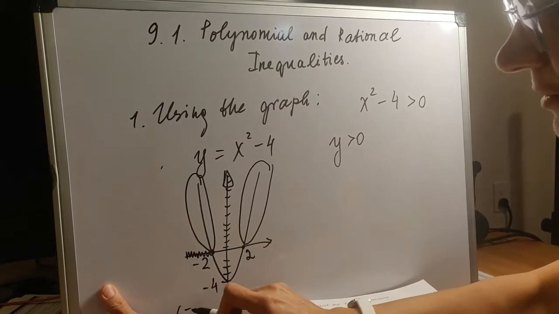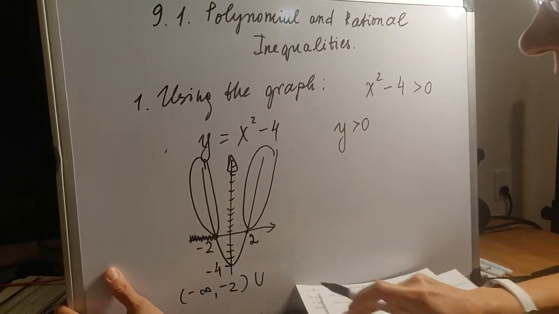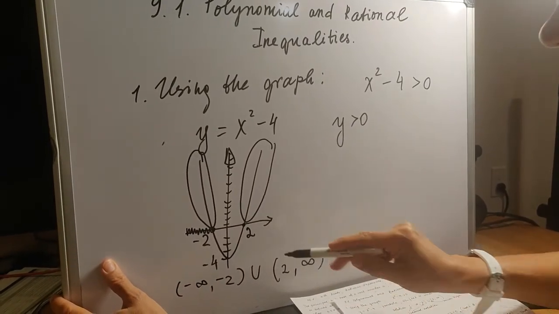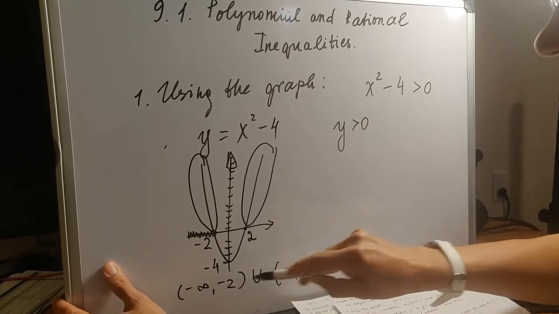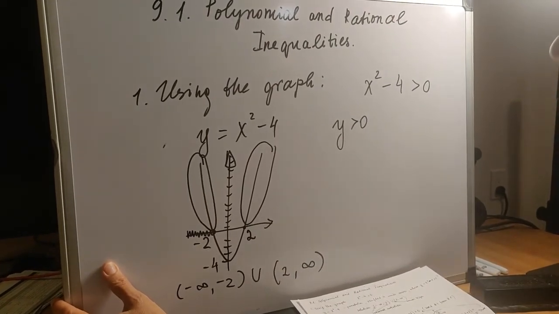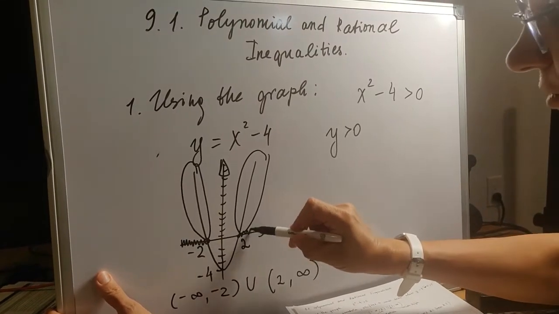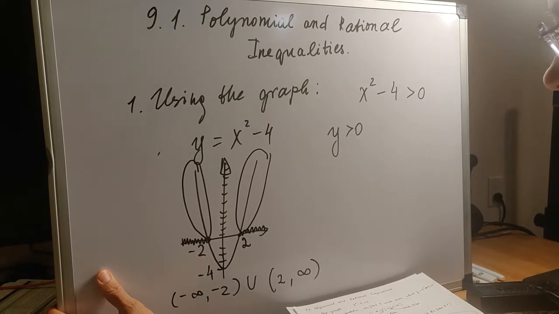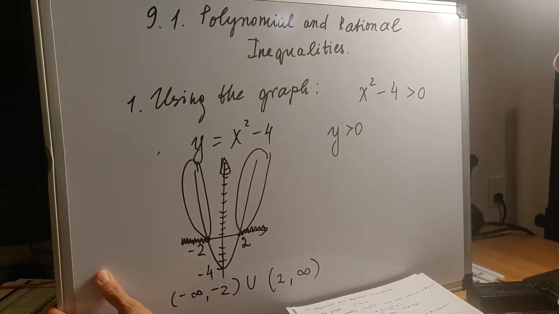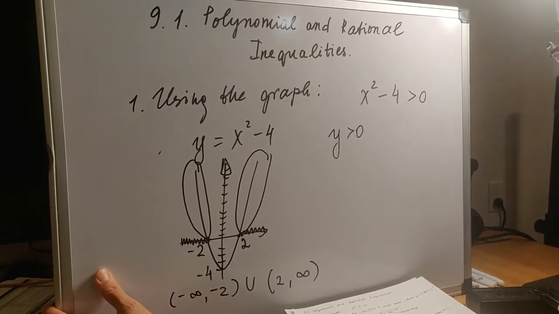Interval number 1 is going to be from negative infinity to negative 2. Interval number 2 is going to be from 2 to positive infinity. The little u between two intervals is a union sign, which means that I want to consider these two intervals together. It's like gluing them together. Okay, so I'm going to shade the second interval, and that's going to be the solution of this inequality. So all x's which belong to these two intervals are going to make this inequality true.